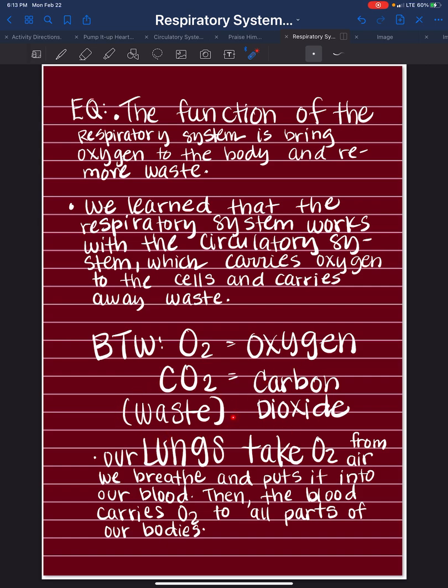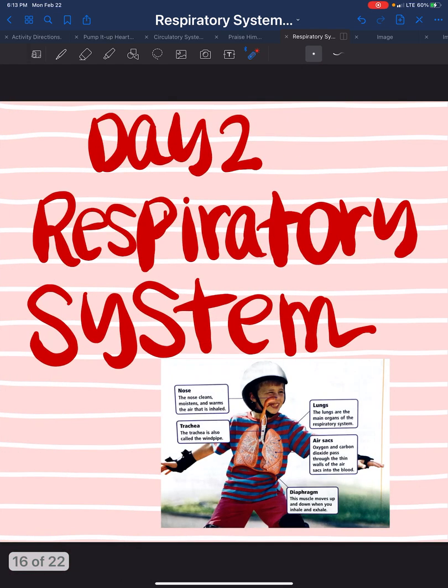The carbon dioxide is the waste. Now, that's not like waste from our digestive system. It's like old air that our body has to run back through the heart and the lungs to get us back to new air, oxygen. Our lungs take O2 from the air that we breathe and put it into our blood. Then the blood carries oxygen to all parts of our bodies.